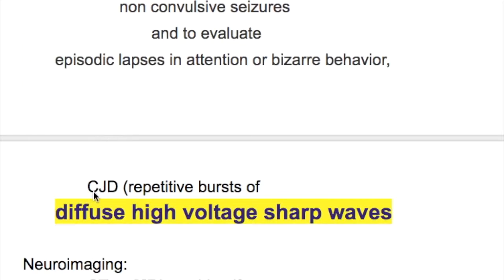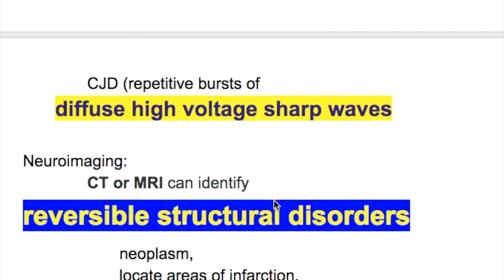What's the EEG in CJD? Repetitive bursts of diffuse high voltage sharp waves.